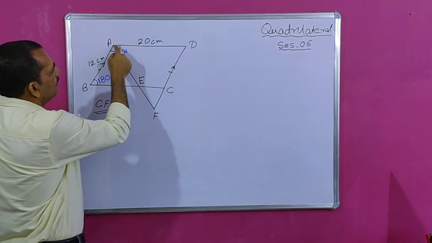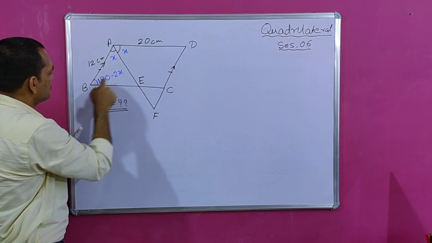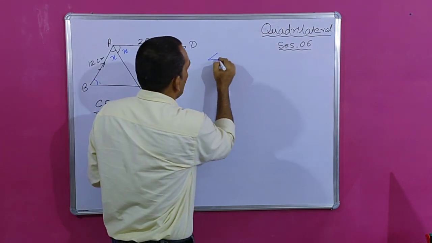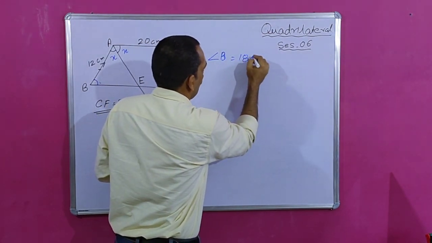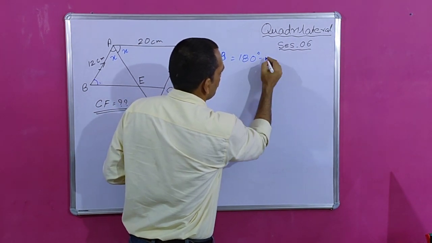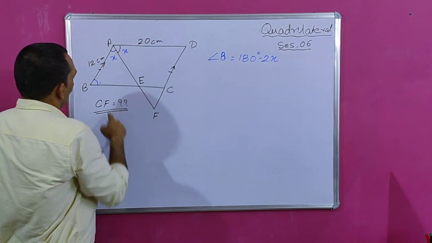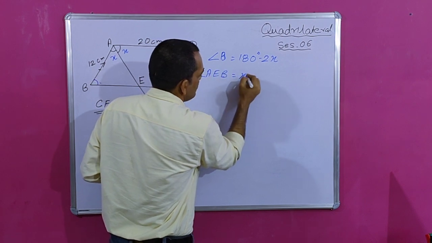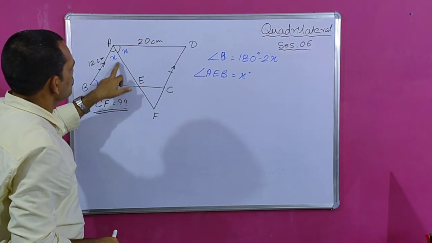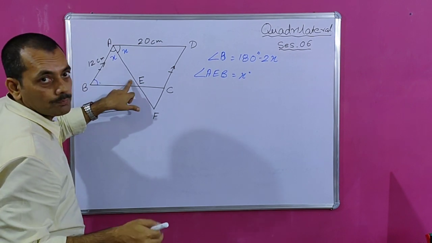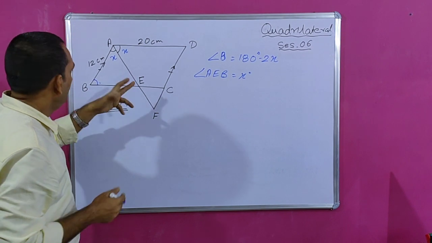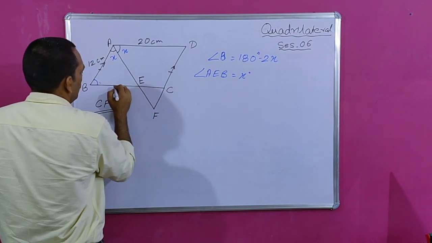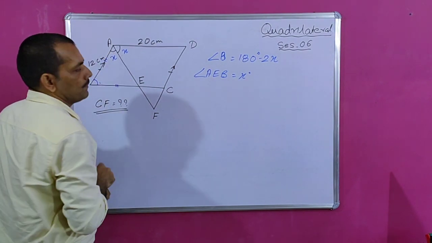Why? Just because from parallelogram, if angle A is 2x, angle B will be 180 minus 2x. So we can write it here also that angle B is 180 degree minus 2x. So what will the value of angle AEB? Angle AEB will be x degree. These three add to 180: 180 minus 2x, x, so this will automatically be x. The moment this is x, it simply means that ABE is an isosceles triangle. This part equals this part.